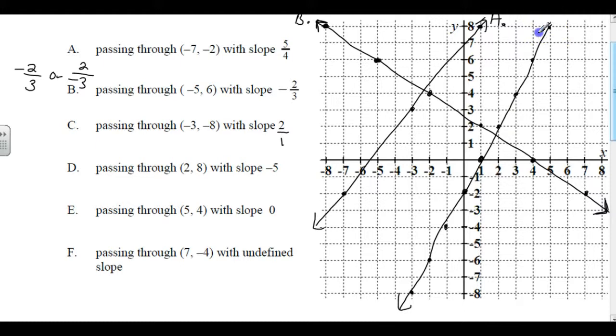And then arrows on the ends, always arrows on the ends, because it's a line that goes on forever in both directions, and we label it. D, passing through (2, 8) with a slope of -5. Again, write that as -5 over 1. So passing through (2, 8), go down 5, 1, 2, 3, 4, 5. Right 1. Down 5, right 1. Down 5, right 1. Now, if we've drawn these correctly, we should be able to get a straight line through them.